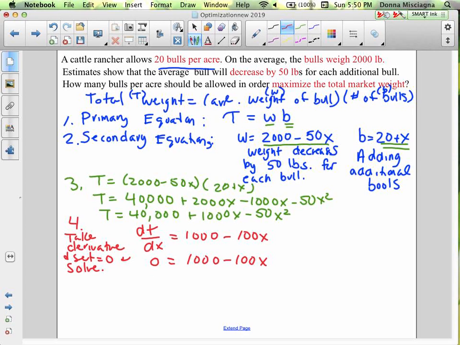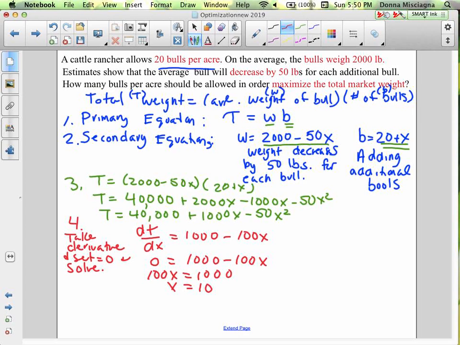Add 100x to both sides, and then divide by 100. x equals 10. All right? So that is our critical point. Now, let's do a sign chart and see if that is indeed a relative max, because we want a relative max.